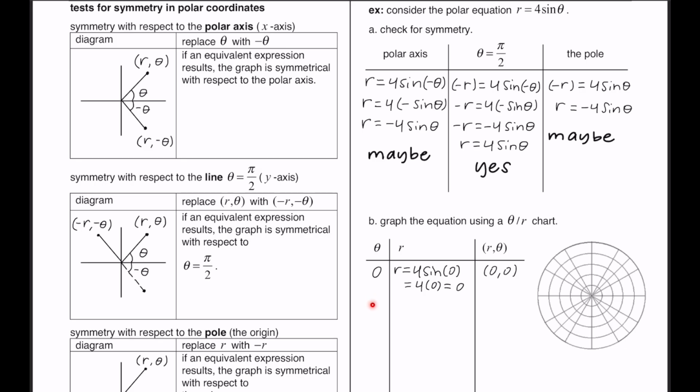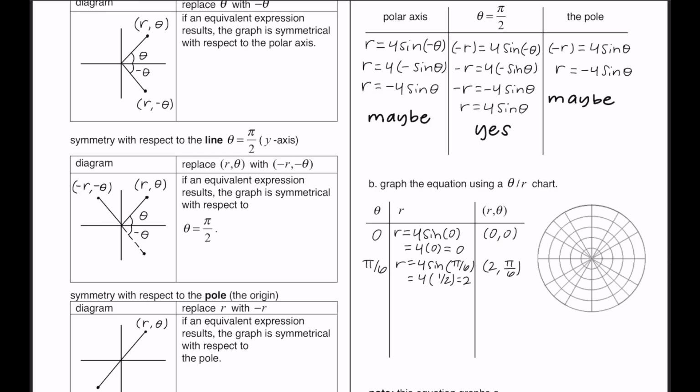Next, we're going to use pi over 6. So now we have 4 times sine of pi over 6, and sine of pi over 6 is going to be 1/2. So we end up getting 2 for r. And then I'm going to write the point here. It's going to be (2, pi over 6). Okay, I'm going to pause for a second. I'm going to plot this point. So we're rotating 0, and then we go out 0 for r. Next, we rotate pi over 6, and then we go out 2 units. So here's pi over 6, and then we'll go out 2.